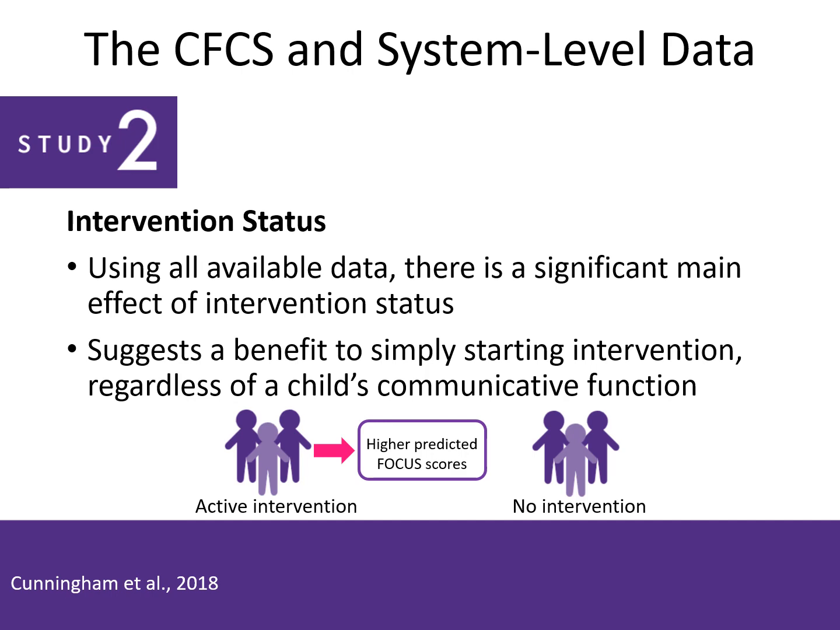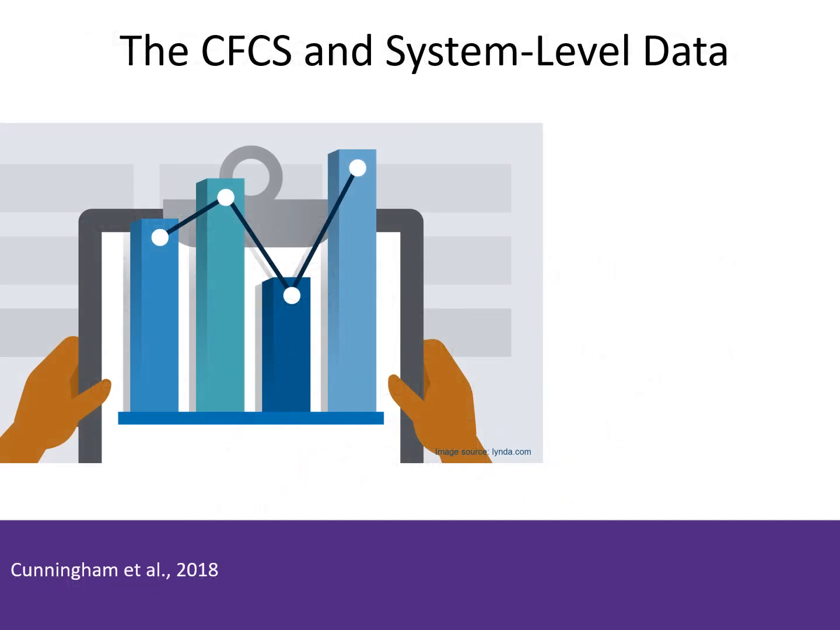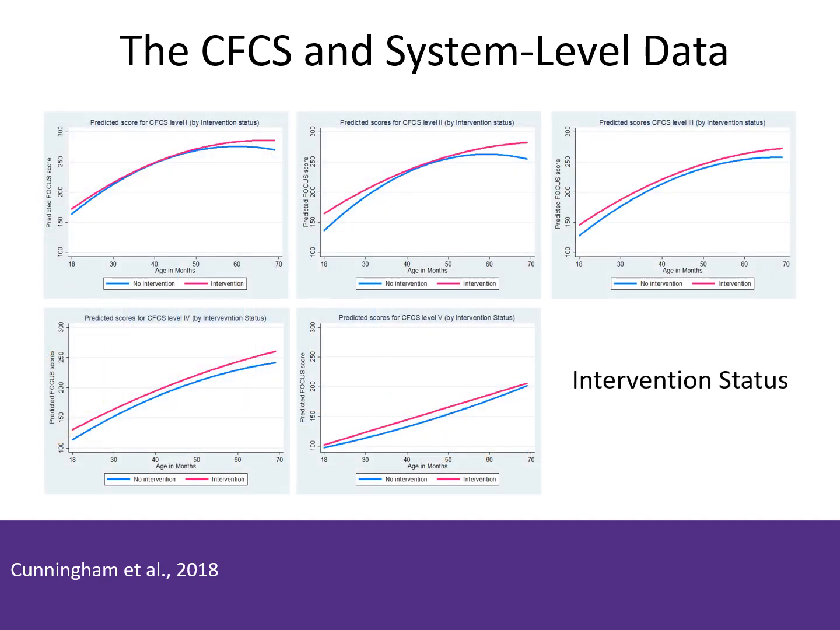By incorporating CFCS classification data in the analysis, we get a clearer picture of the impact of starting a form of active intervention. These 5 figures show predicted growth in communicative participation for children in each of the 5 CFCS levels, based on whether they were or were not in active intervention. The pink line represents predicted FOCUS scores for children who were receiving intervention, and the blue line represents FOCUS scores for children who were not receiving intervention.